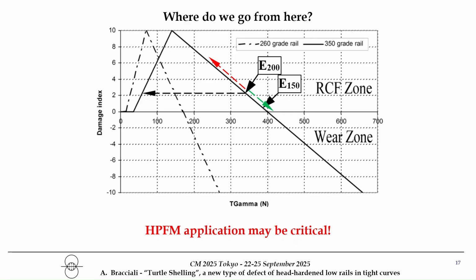So maybe one could think about using friction modifier to reduce the damage. In fact, we have 2 possibilities. Moving from E to the left, reducing T gamma, so reducing friction by using friction modifier, we can improve the situation by applying a constant and very high quantity of friction modifier, so going along the dashed horizontal arrow to the left. But if we use an insufficient quantity of friction modifier, we might also worsen the situation, because we might go up the red arrow, so increasing the damage.